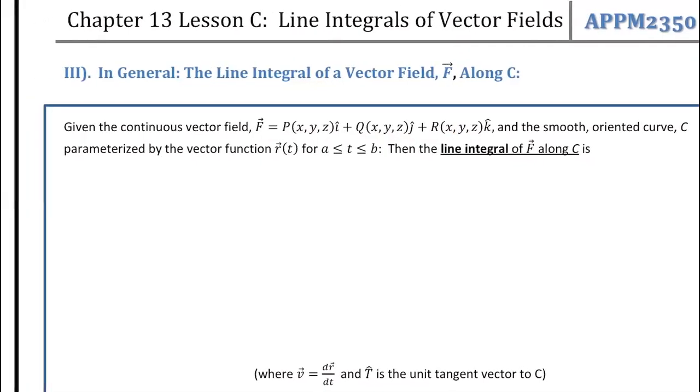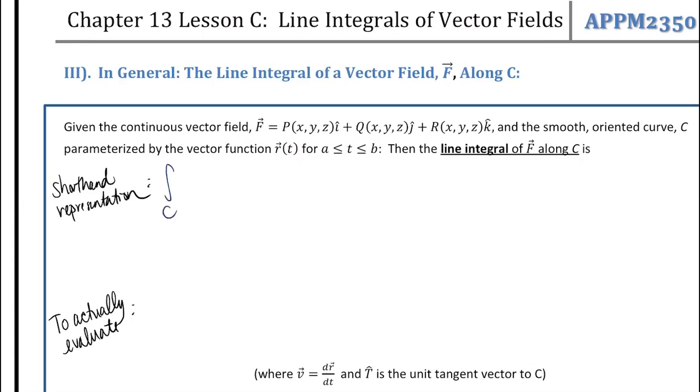I'm going to call this my shorthand representation, which is not how we actually evaluate. And then down here, we'll show you how you actually evaluate. So we're going to start with what we just showed on the previous page. We did this in the context of thinking of it as work. My shorthand representation is F dot T ds. I can't actually evaluate like that. I have to change variables.